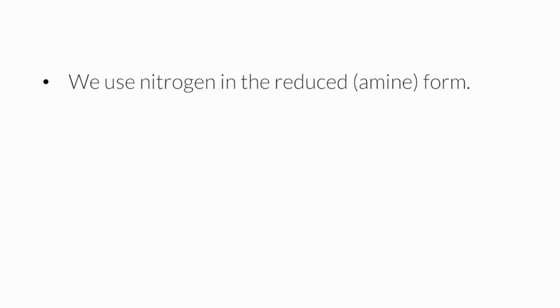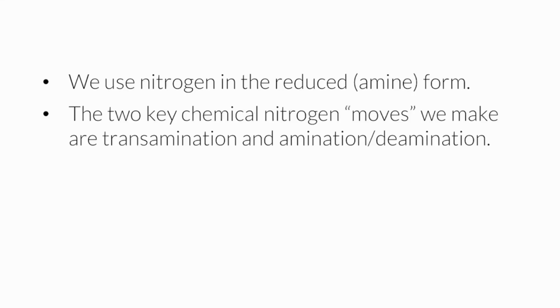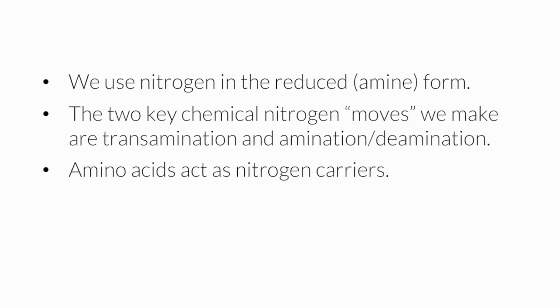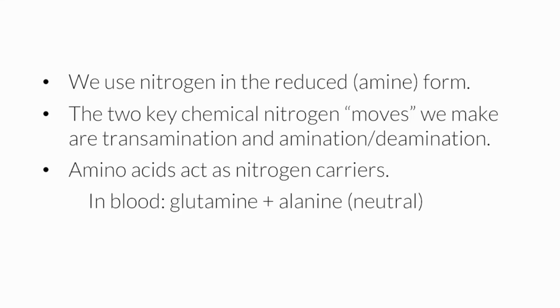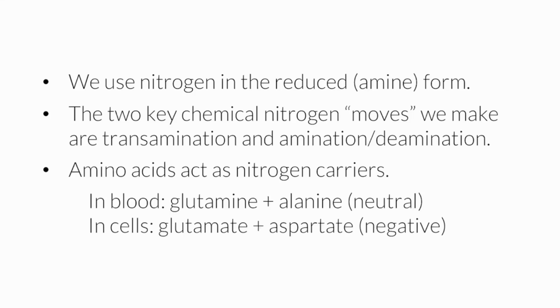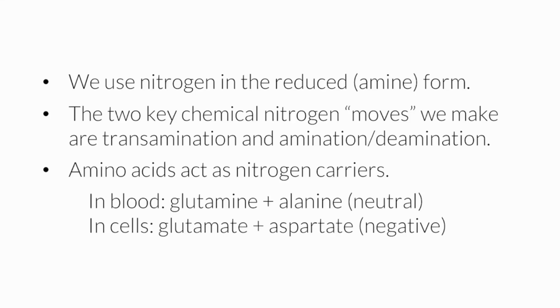Okay, so that is what, oh, actually, I want to go back and do a quick summary, sorry. First, we use nitrogen in the reduced amine form. The two key chemical nitrogen moves that we make are transamination and amination, deamination. We see amino acids acting as nitrogen carriers in kind of two different roles. The first is in blood. We tend to see neutral amino acids that are just transporting nitrogen through the bloodstream, whereas in cells, we tend to have these negatively charged amino acids that act as nitrogen donors in transamination reactions, for example. And then that basically covers much of what we'll need to understand if we're going to understand things like amino acid synthesis. So look forward to talking about those topics with you.